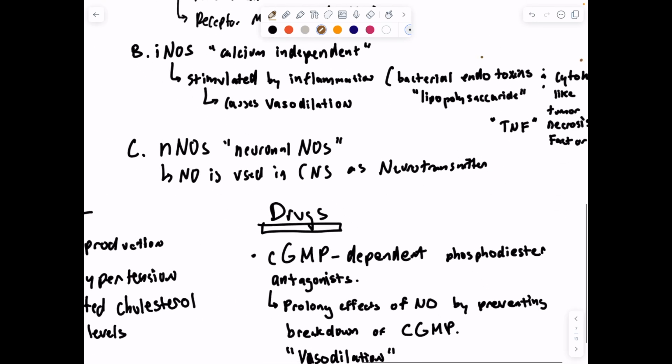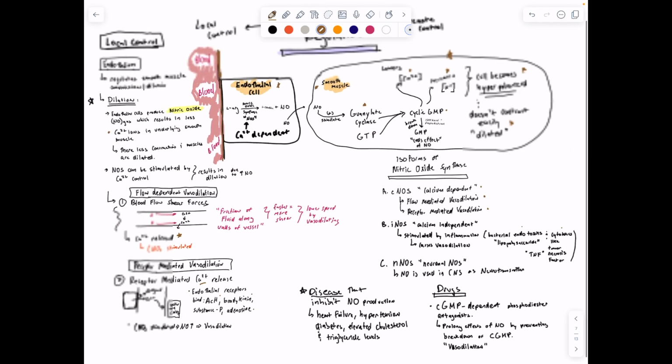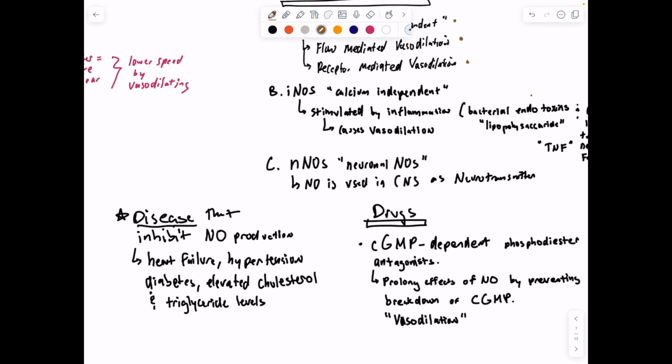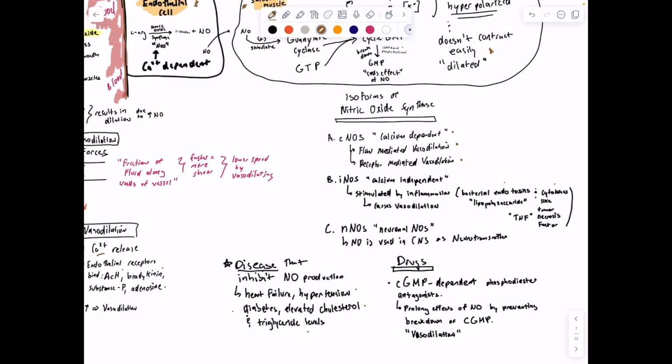All right, then our final isoform of nitric oxide synthase is nNOS, neuronal nitric oxide synthase. Basically, the idea is that nitric oxide is actually used in the central nervous system as a neurotransmitter. So we don't really have to be concerned with that one, but it's good to know. And then we have different diseases that inhibit nitric oxide production, so they're going to inhibit vasodilation. That would be heart failure, hypertension, diabetes, elevated cholesterol, and elevated triglyceride levels.